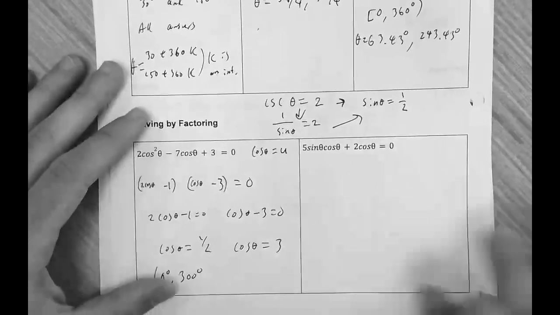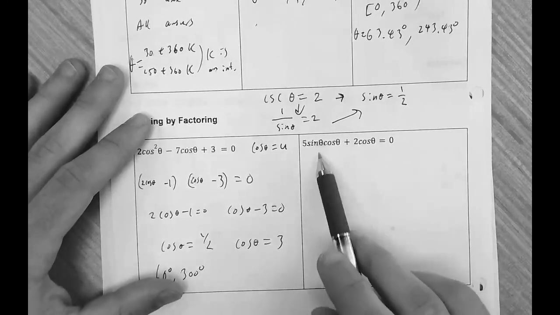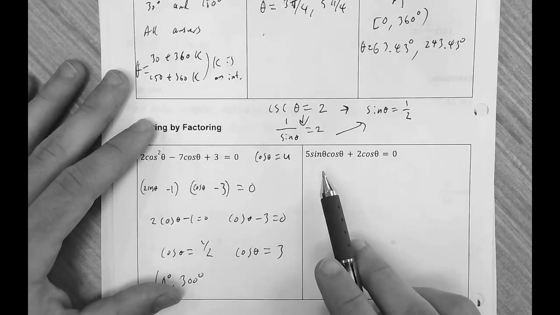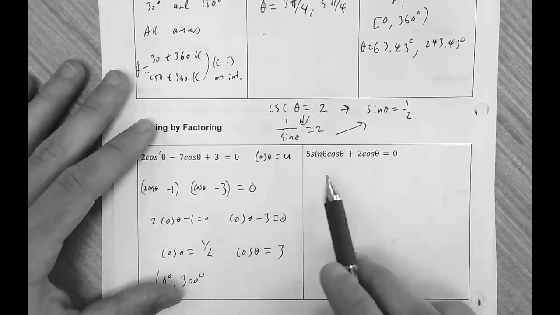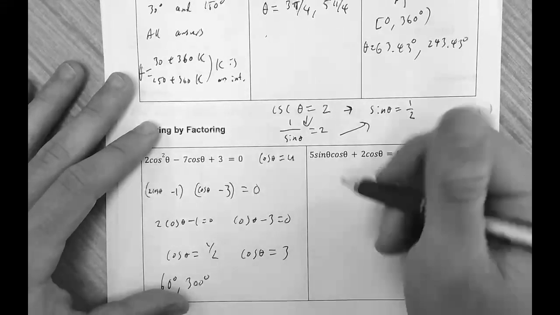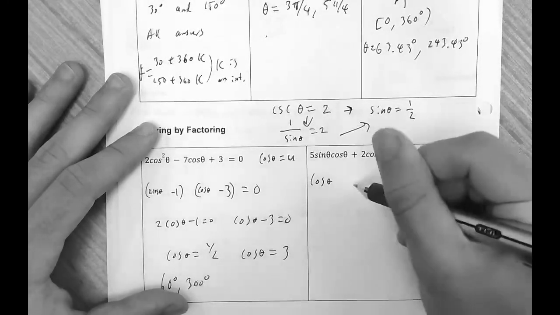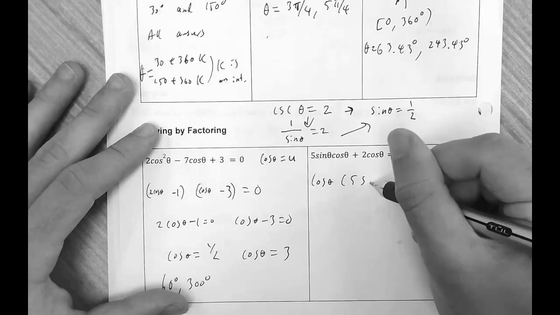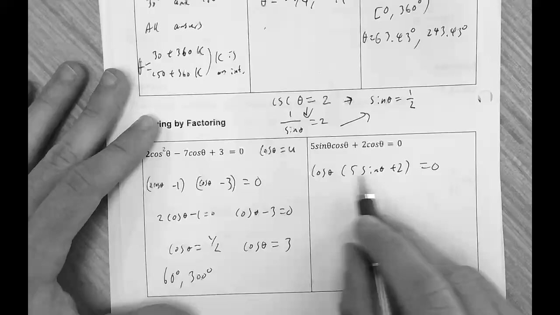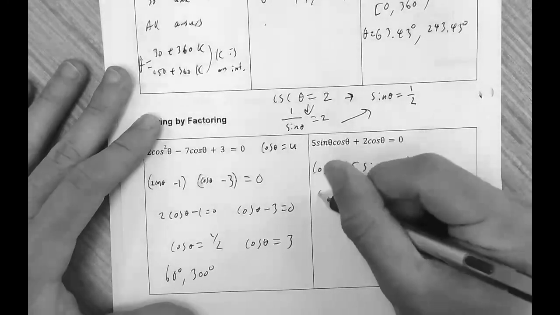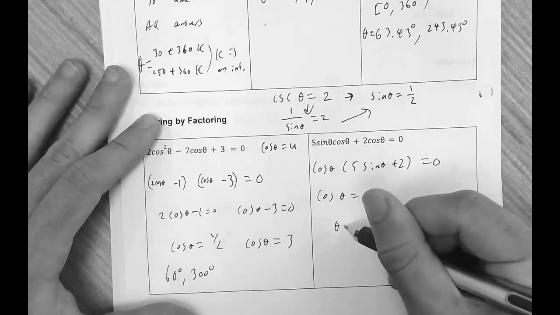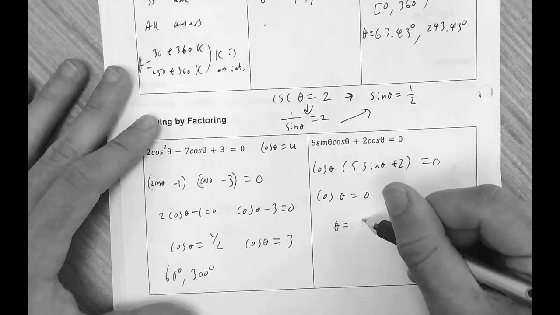This one's slightly different. Instead of it being more like a quadratic, this is kind of like a mixture, like a take out the greatest common factor style question. So let's do that. The greatest common factor of these would just be cosine theta. So we take cosine theta out, and then we would have 5 sine theta plus 2 equals 0 left over. Right now we have that product of factors, and we can set each one individually equal to 0. Cosine theta equals 0, so that means theta would equal 90 and 270.